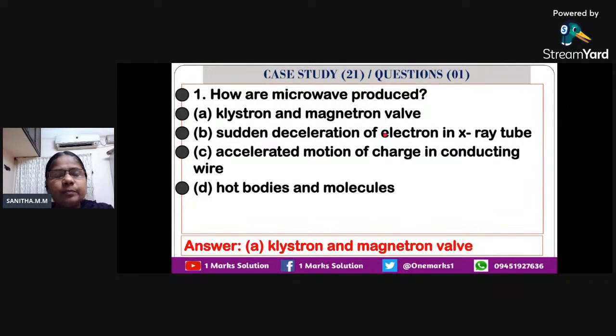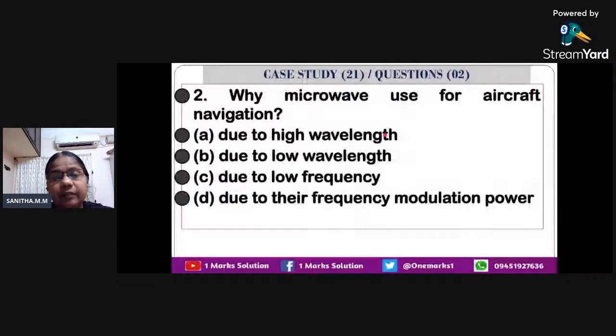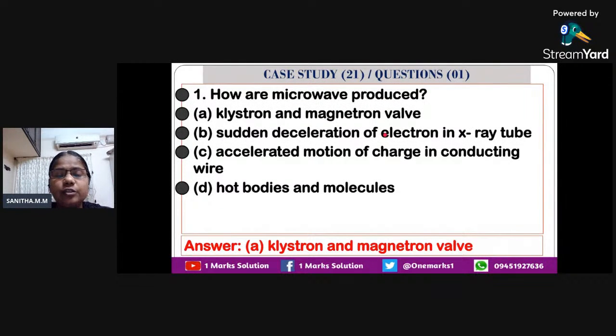Our next options also, you can just read out, but if you're sure, you can just go for option A. Second option, sudden deceleration of electron. No. Accelerated motion of the charge in conducting wire. No. Hot bodies and molecules. And one more thing I want to say, that electromagnetic waves are produced by accelerating charged particles. Whenever the charged particles are getting accelerated, we will produce electromagnetic waves. So this option, I think it's clear. It is klystron and magnetron valve. It is very clearly mentioned in your textbook. So whenever we are going for the answer key, we are strictly following the NCERT textbook.